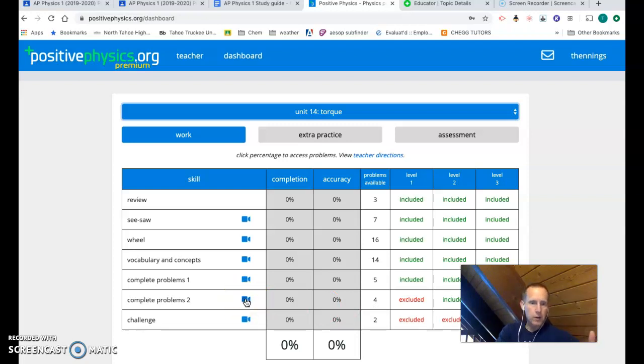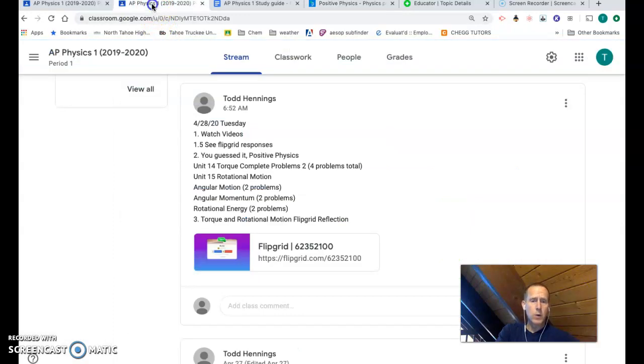The creator of positive physics does a pretty good job explaining the 2 main types of problems. He'll show you there. The other thing I want you to work on then is we're going to also do Unit 15, rotational motion, and I'm assigning a total of 6 problems. 2 for angular motion, 2 for angular momentum, 2 for rotational energy. Right, I'll show you that.